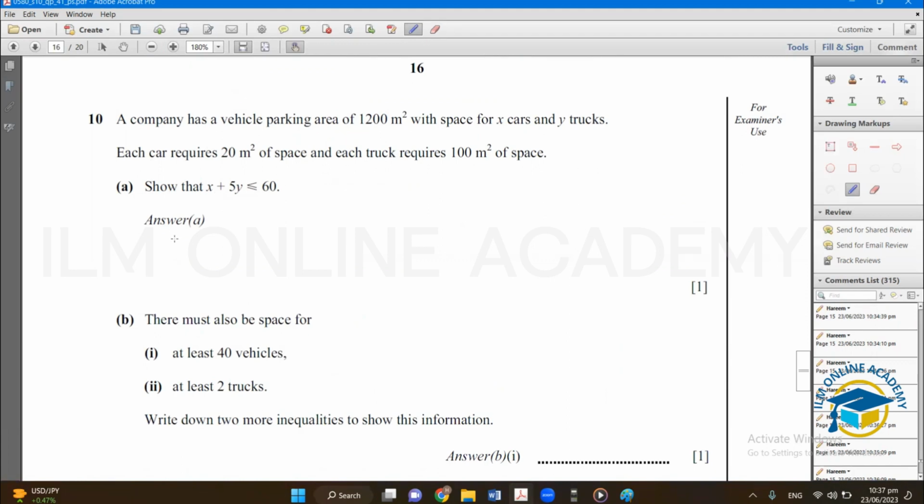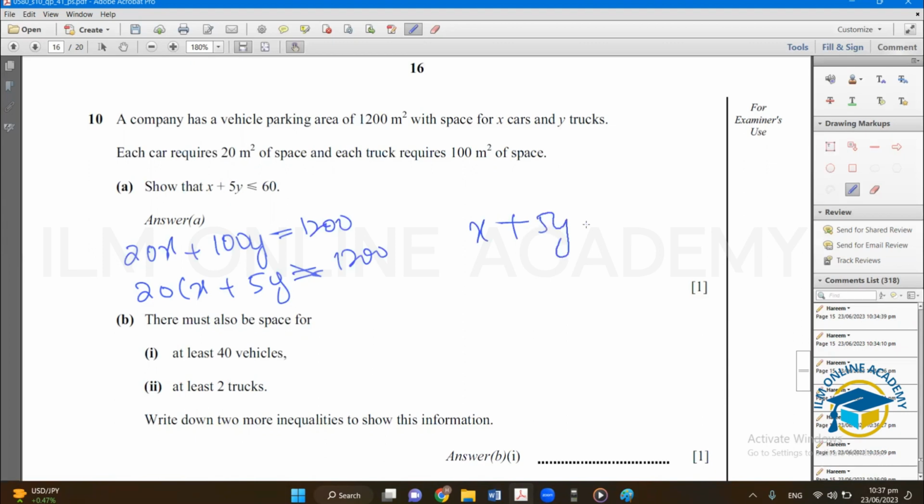The car occupies 20 meters square and the truck 100. So let's consider x cars and y trucks. So the car requires 20 meters, so it means 20x plus 100y is less than or equal to 1200. Take 20 as common: x plus 5y is less than or equal to 1200 divided by 20. It would make x plus 5y less than or equal to 60.